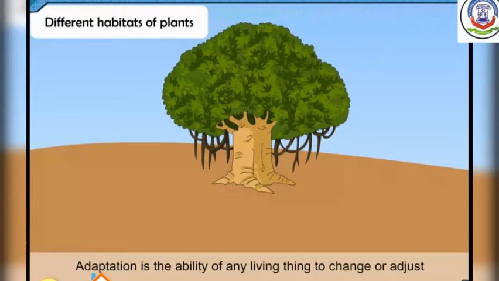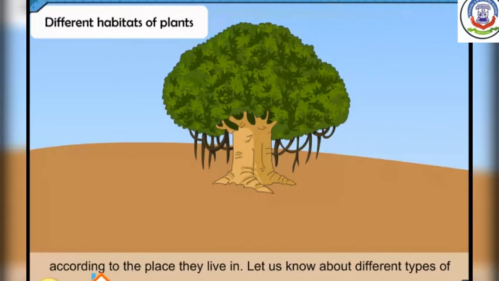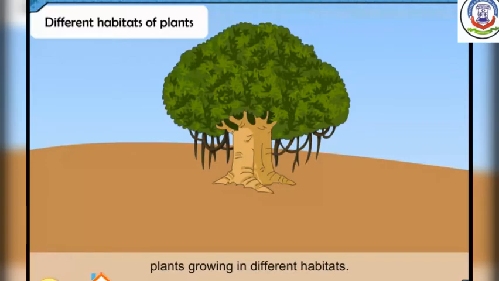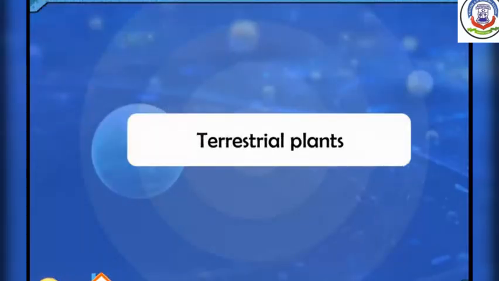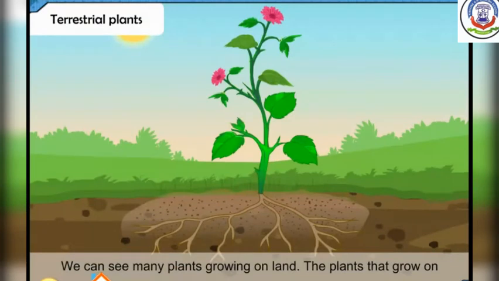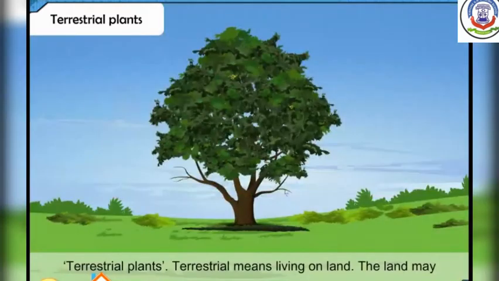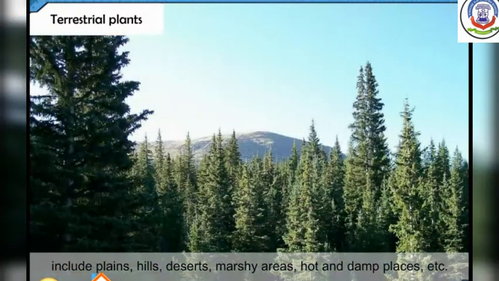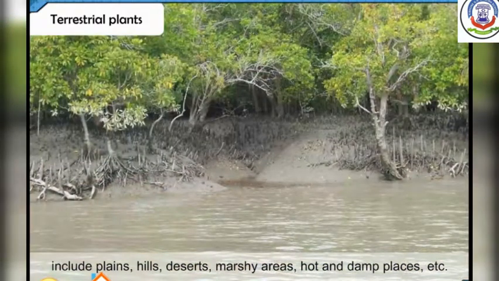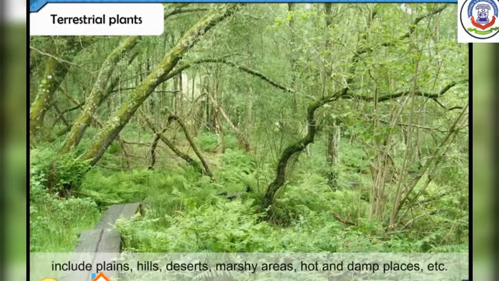Adaptation is the ability of any living thing to change or adjust according to the place they live in. Let us know about different types of plants growing in different habitats. Terrestrial plants. We can see many plants growing on land. The plants that grow on land or that grow in or near the surface of the ground are called terrestrial plants. Terrestrial means living on land. The land may include plains, hills, deserts, marshy areas, hot and damp places, etc.